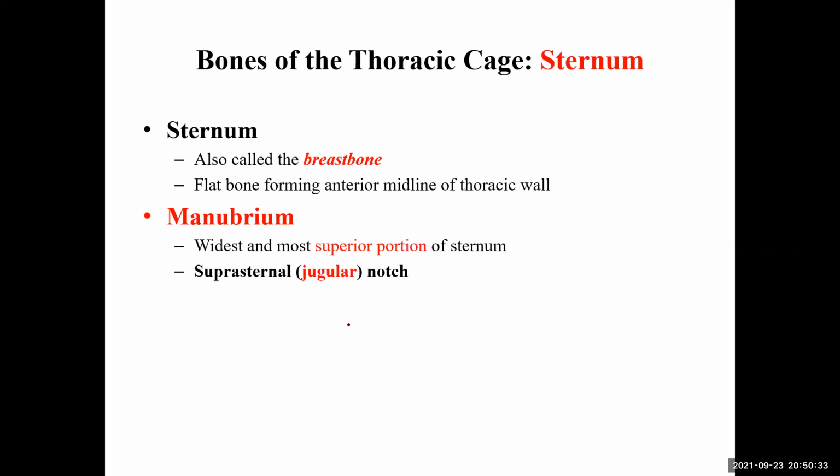So the bones of the thoracic cage are going to include your sternum, which is the breastbone. And that's made up of 3 smaller bones. So the entire sternum is made up of 3 bones. Again, it's a flat bone, no medullary cavity present whatsoever. The superior portion of the sternum is called the manubrium. So the manubrium looks kind of like this.